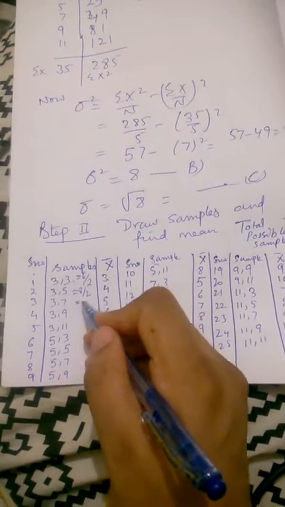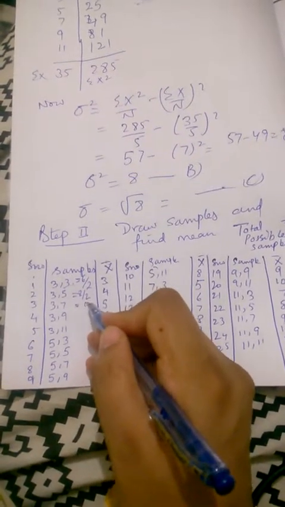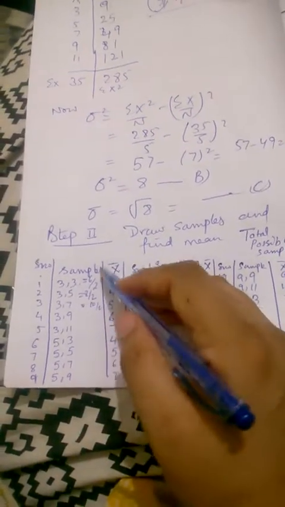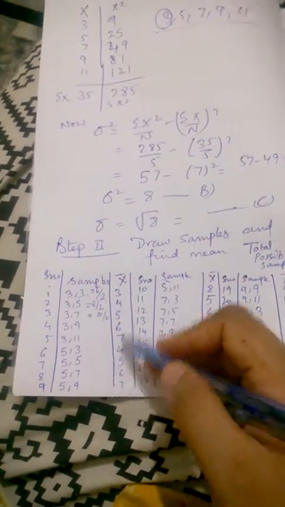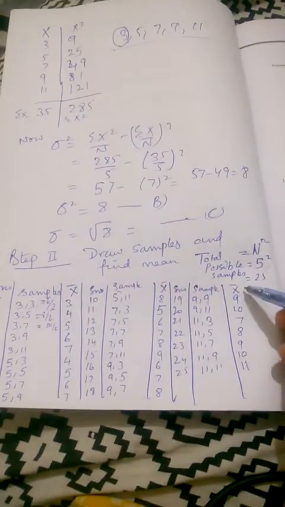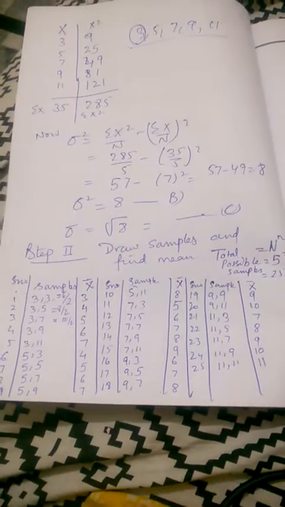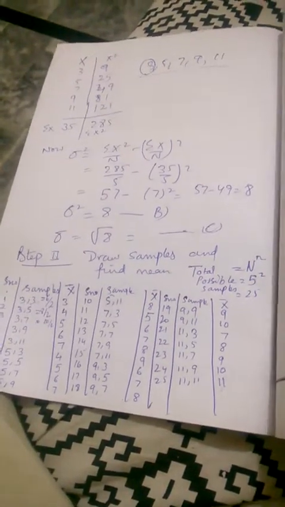In the same way, 10 by 2, your answer is 5. In the same way, we will calculate the means for all the samples. These are called sample means. Now, you have to make the sampling distribution of the mean.